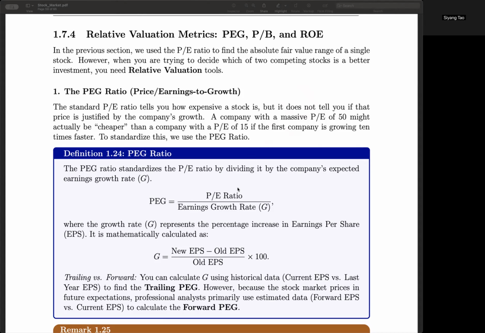Let's start with the PEG ratio, which stands for price earnings to growth. The standard PE ratio tells you how expensive a stock is, but it has a major blind spot. It does not tell you if the price is justified by the company's growth. A company with a massive PE of 50 might actually be a much better deal than a company with a PE of 15 if the first company is growing 10 times faster.